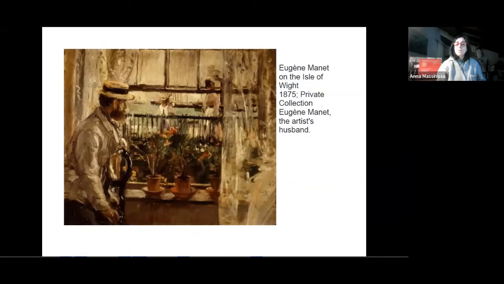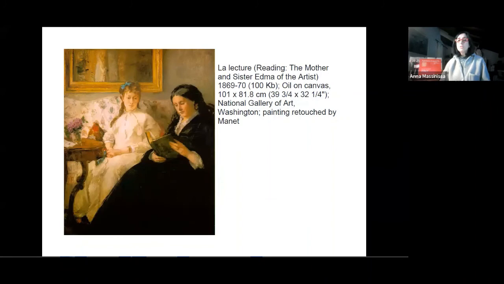This is Eugene Manet. He was Edouard Manet's brother, and he was married to Berthe Morisot, and she painted him during everyday life, again giving a lot of mood to the painting she was portraying. This is called La Lecture, the reading. It's her mother and her sister, who were sharing some reading.